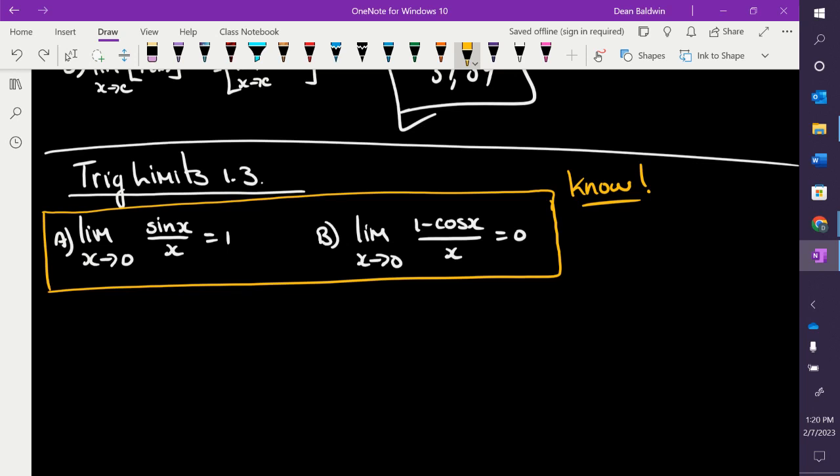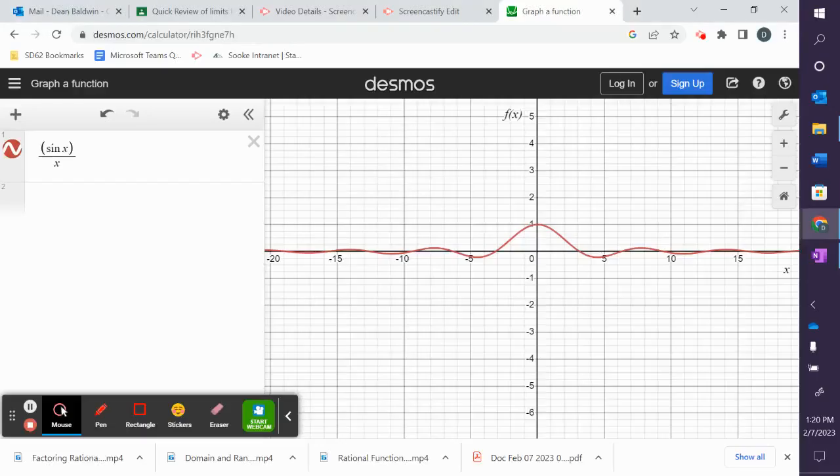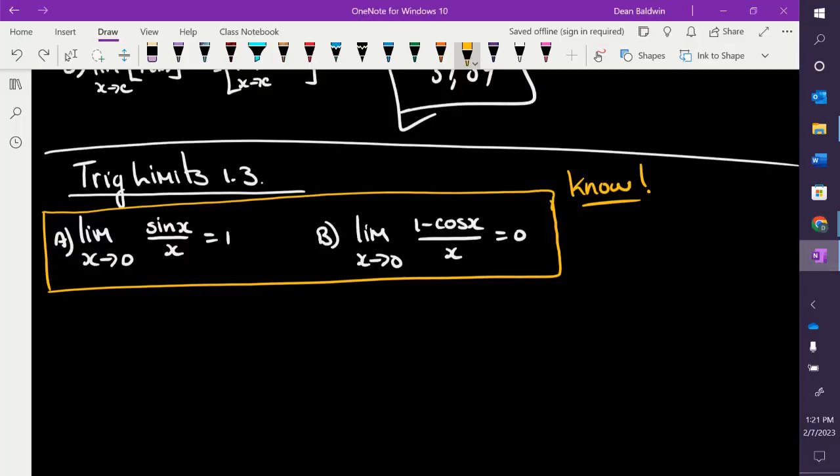If you look at the graph, there's the graph of sine x over x. You can see as we go towards 0, the function goes towards 1. At 0, it's undefined. But the limit doesn't care what is happening at that point. The limit describes what number we are getting close to. So that equals 1. And I'll prove the second one within the examples that we do.